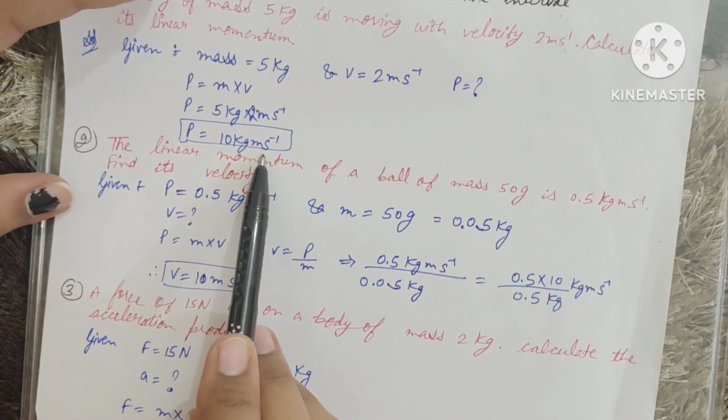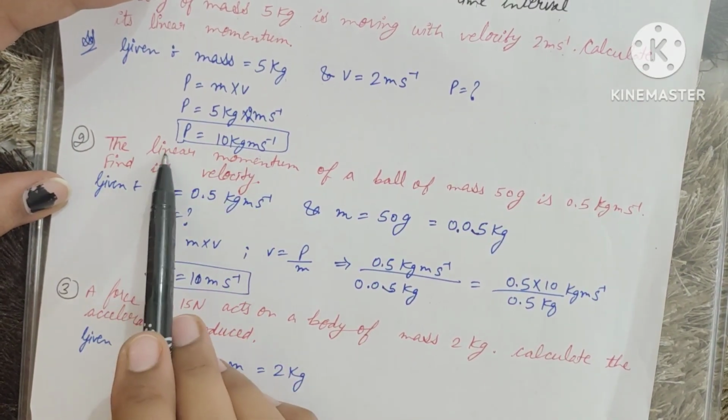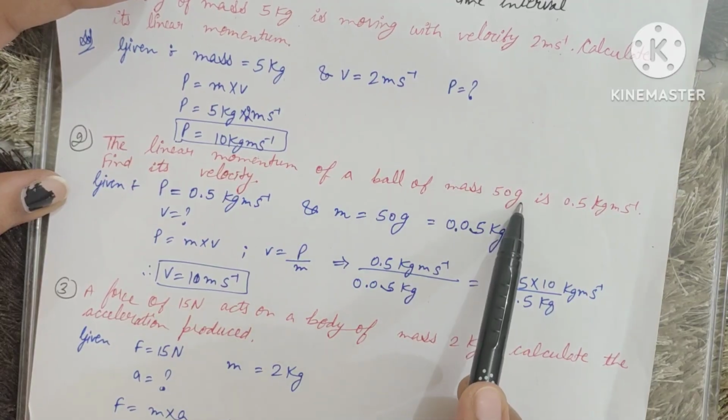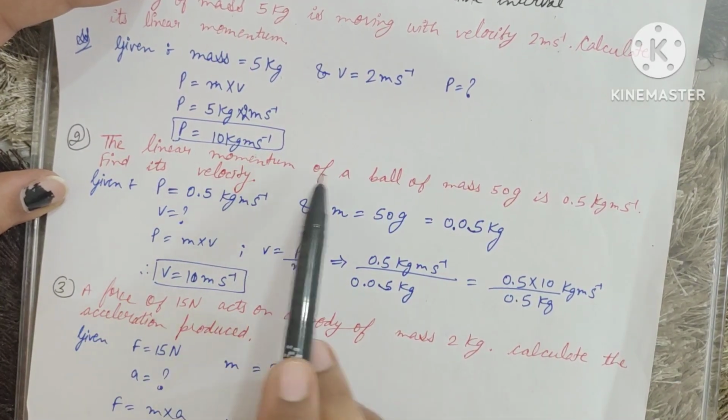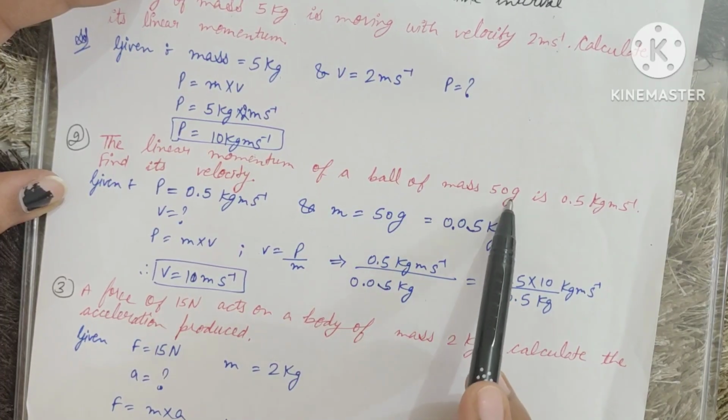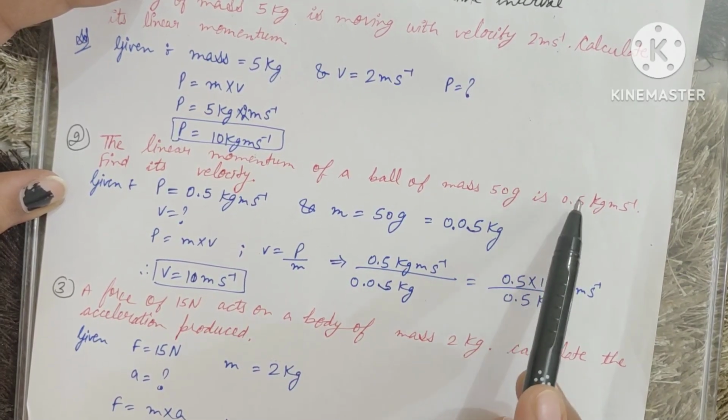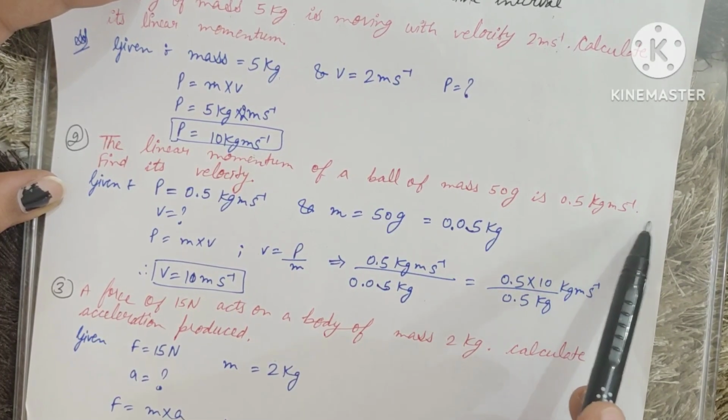The next one is also similar. Let's see what it is. The linear momentum of a ball is given in this question. The linear momentum of a ball of mass 50 gram is 0.5 kg meter per second.